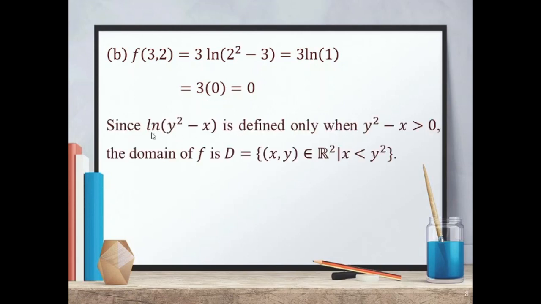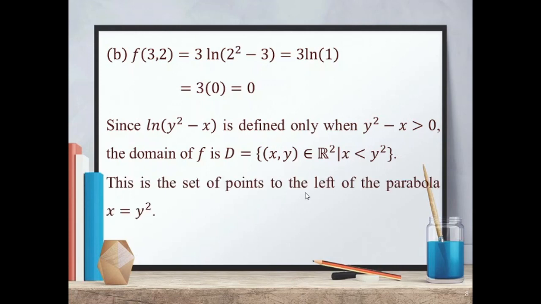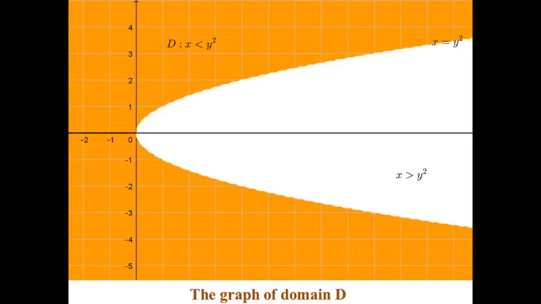Since ln of y square minus x is defined only when y square minus x is strictly greater than 0, if and only if y square minus x is positive. Therefore the domain of f is D, the set of those ordered pairs x, y of real numbers such that y square minus x is strictly greater than 0, or in other words x is strictly less than y square. This is a set of points to the left of the parabola x is equal to y square, because see here, this is the parabola x is equal to y square.